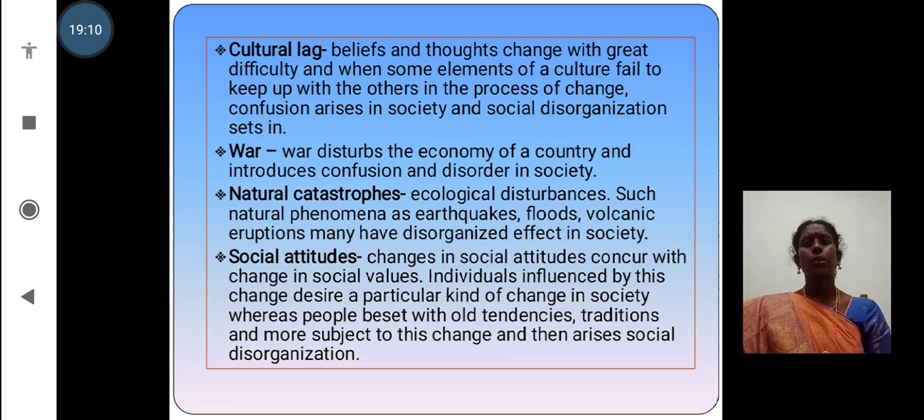Then social attitudes. Changes in social attitudes occur with change in social values. Individuals influenced by this change desire a particular kind of change in society, whereas people beset with old tendencies and traditions are opposed to this change, and then social disorganization arises. So social attitudes, in societal activities or mental thought, are also one of the important factors for emerging social disorganization.